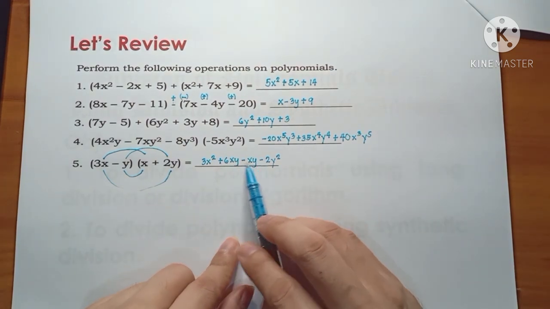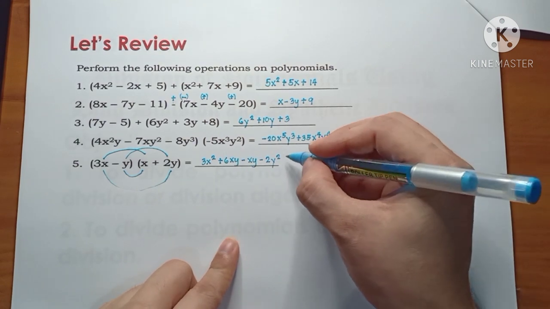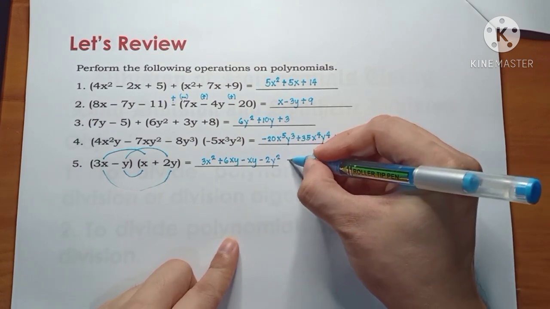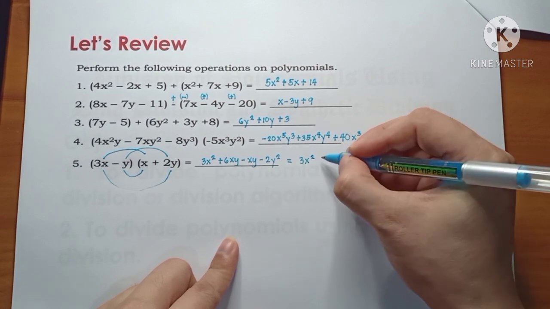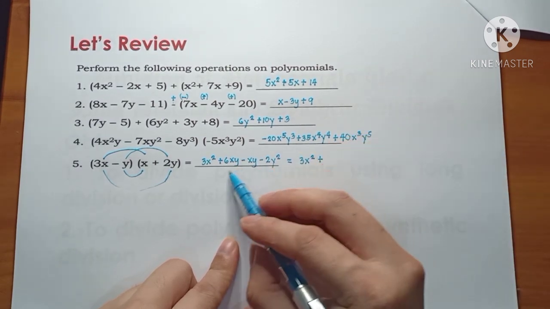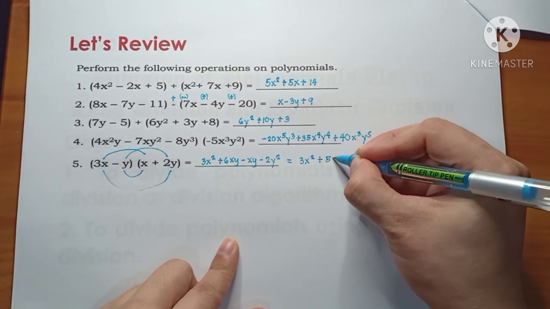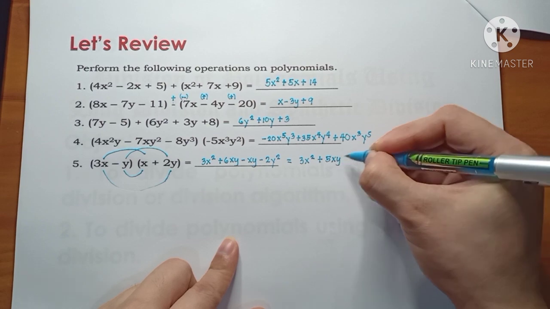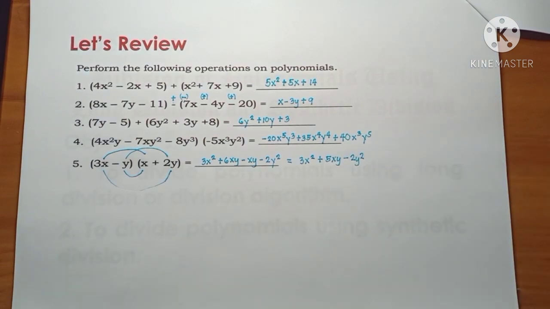Then saka natin i-combine kung meron ba siyang makitang kapareho. So mapansin natin dito ay pareho silang may xy. So pwede pa natin siyang i-simplify into 3x squared plus, bakit plus? Kasi 6 minus 1. So that is plus 5xy minus 2y squared. So, ganun lang.